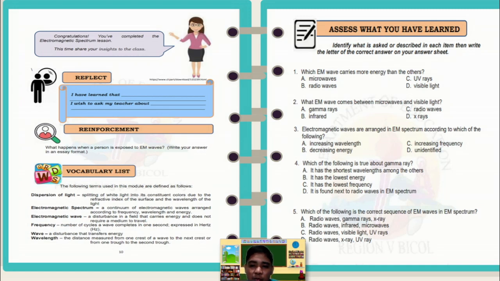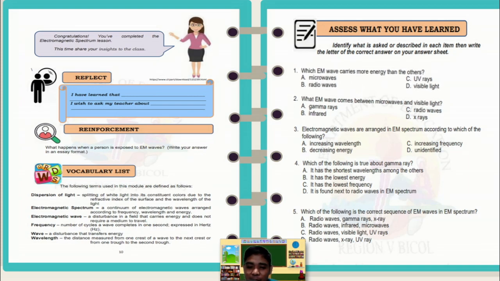Okay, assess what you have learned. Okay, identify what is asked or described in each item, then write the letter of the correct answer on your answer sheet or on your activity notebook. Number 1, which electromagnetic wave carries more energy than the others? Which do you think has the greatest amount of energy? Is it the microwaves, the radio waves, letter B, letter C, UV rays, D, visible light? And I'm pretty sure that you answered this correctly.